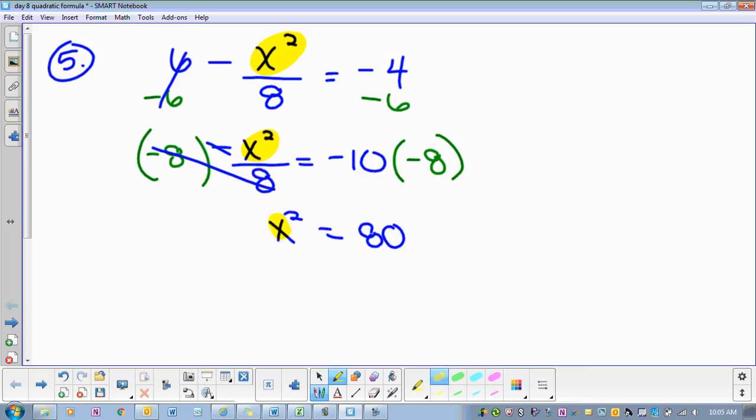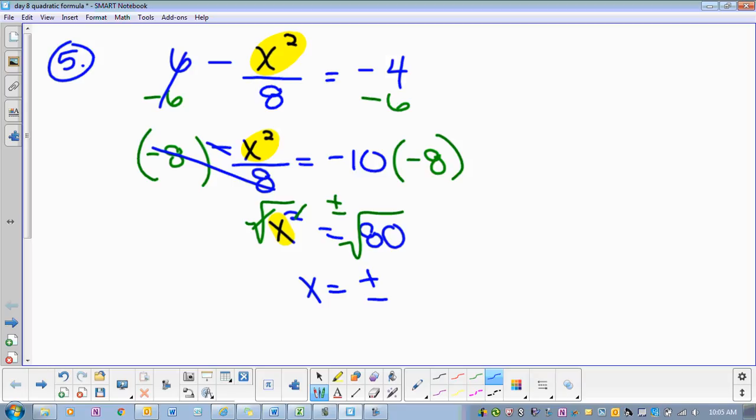Now, guys, my goal is to get this x all by itself, right? Get rid of that square by square rooting. But remember the rule. When you draw the square root, you have to put what? Positive and negative. Good. Plus or minus. So then those go away, and then you have x equals plus or minus.